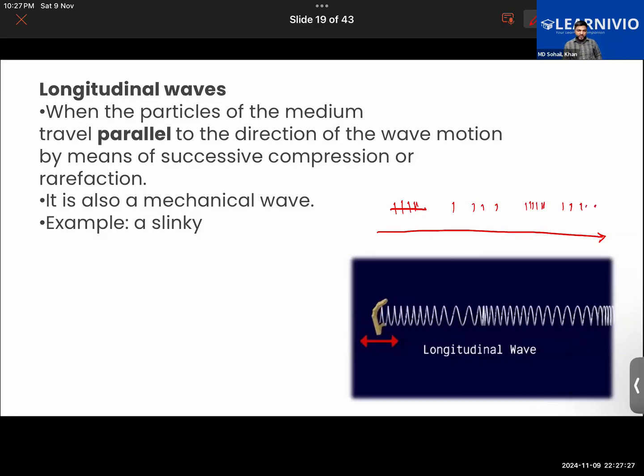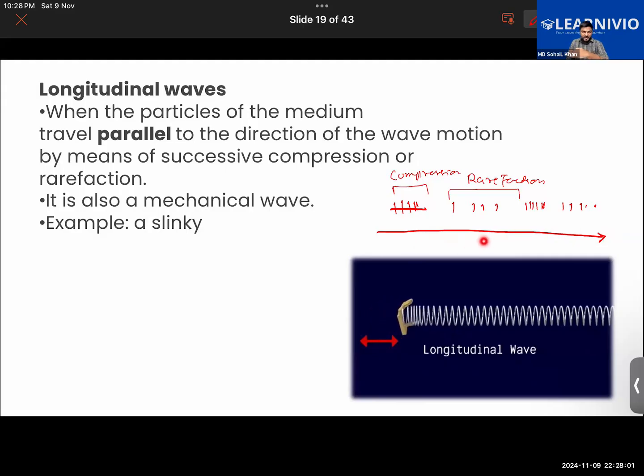So that is the case of the longitudinal wave, in which the particles travel in the form of compressions and rarefactions. Sometimes they would be very close to each other, and that is called compression. And sometimes they'll be far away from each other, and that is called rarefaction. So the particles of the medium travel in the form of rarefactions and compressions, parallel to the direction of the wave. The wave is traveling in this manner, and the particles are traveling like this. So that is the longitudinal wave.